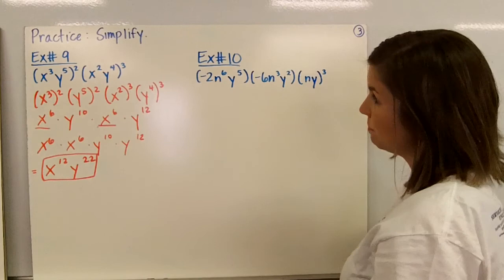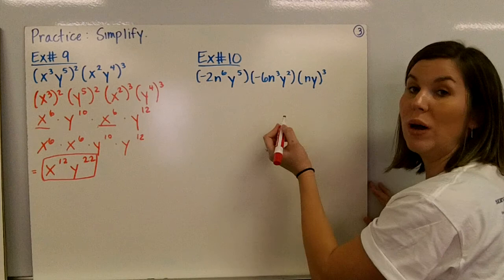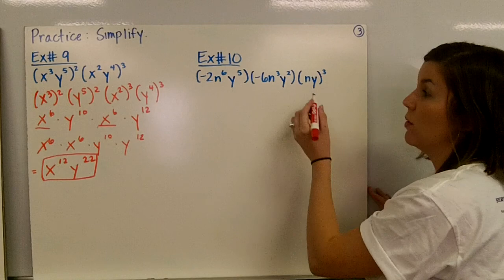All right, example number 10. Negative 2 n to the 6th, y to the 5th, times negative 6 n to the 3rd, y to the 2nd, times n y raised to the 3rd power. So both of these are to the 3rd power.